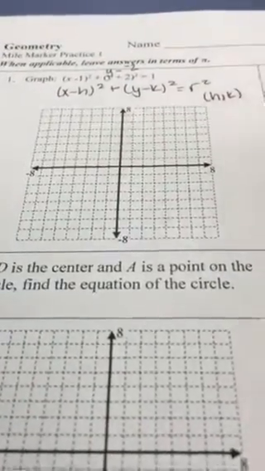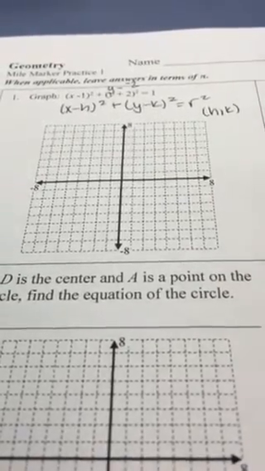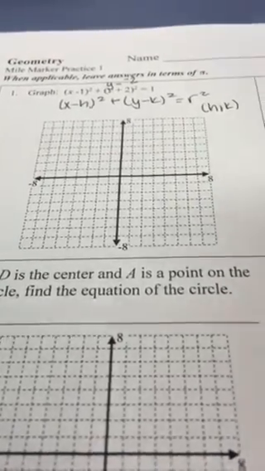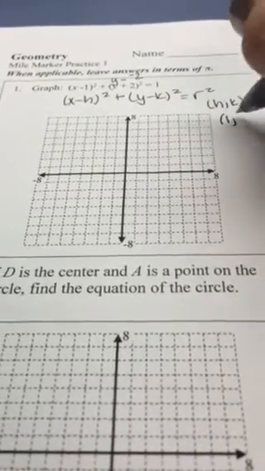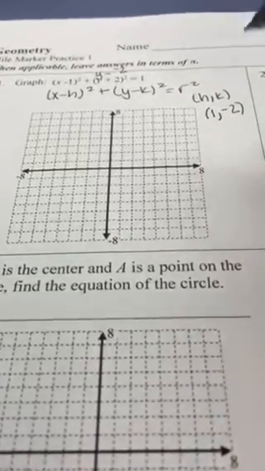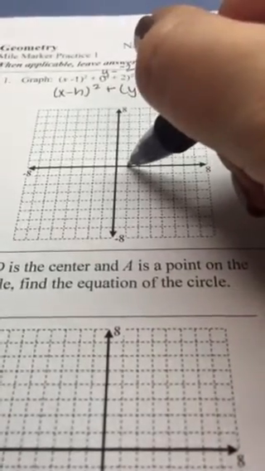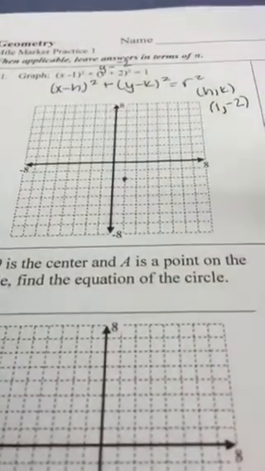It's kind of counterintuitive. So the first thing we want to do if we're going to graph this is we need to identify the center. Our center is at positive 1, comma, negative 2. Remember, that's always in the order of x comma y, so we're going to move over 1 on our x-axis, down 2 to plot our center.